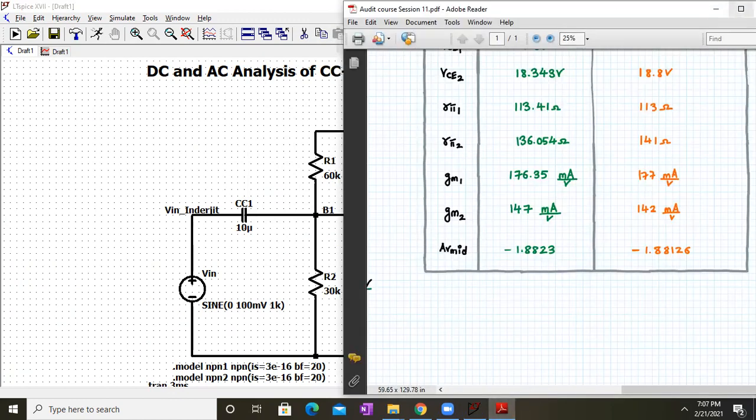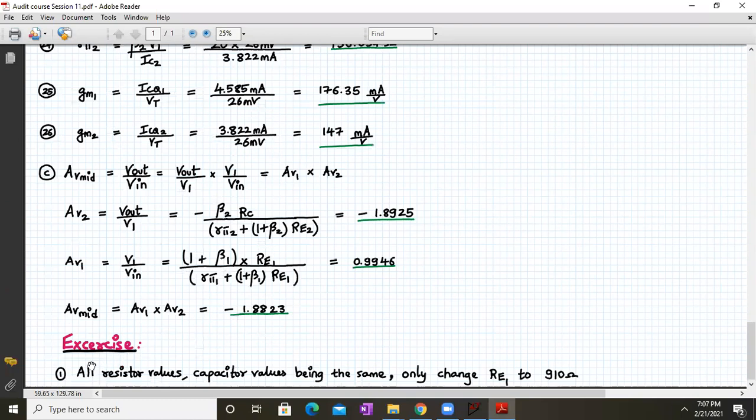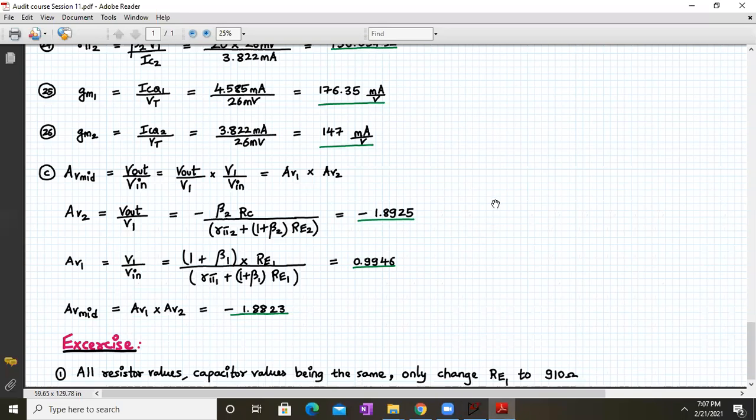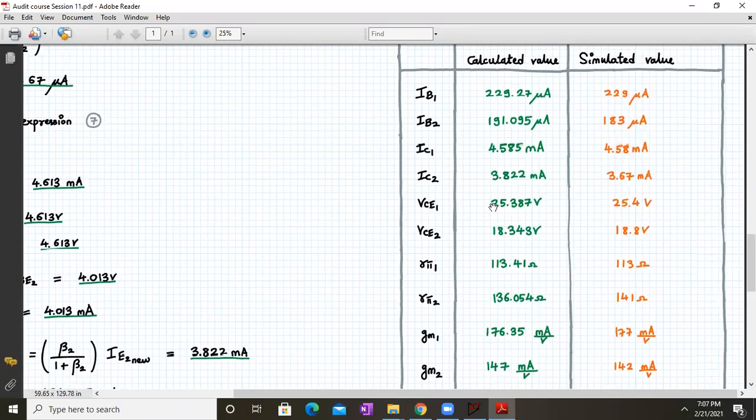After doing this, there is a small exercise which you should try. The exercise is, keeping all the resistor and capacitor values the same, only change RE1 to 910 ohms. Initially RE1 is 1K. Now change it to 910 and see which parameters are getting affected. There are various parameters over here. Check which parameters are getting affected and write only them, and also write down whether they are increasing or decreasing.